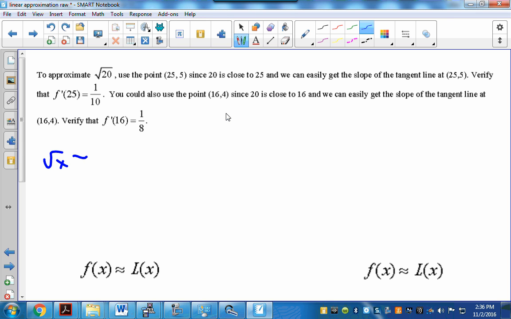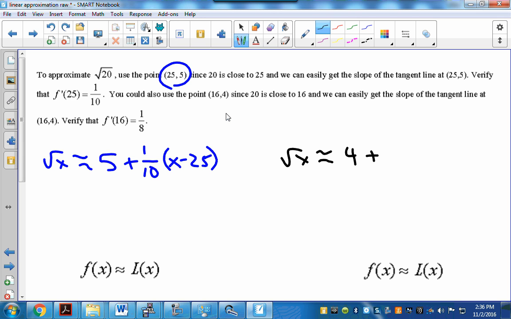The square root of x is about, if we're using this point, the y coordinate is 5. The slope is 1/10. You should verify that. So 5 plus 1/10 times (x minus 25). If we were using the black line, the square root of x is about 4, and the slope there was 1/8, so 4 plus 1/8 times (x minus 16). Both of these are reasonable approximations to use for numbers between 16 and 25. If I was real close to 25, I'd rather use this. If I was real close to 16, I'd rather use this. Okay, 20 is sort of in between.